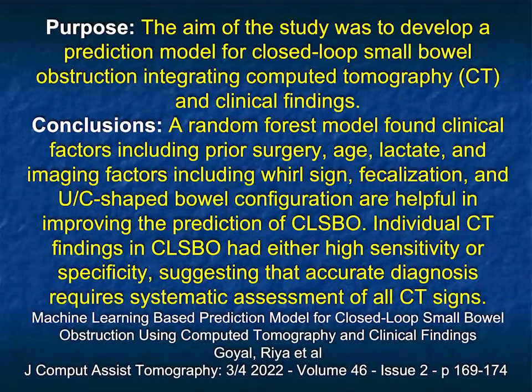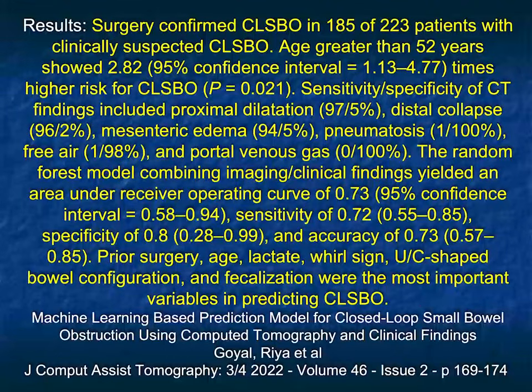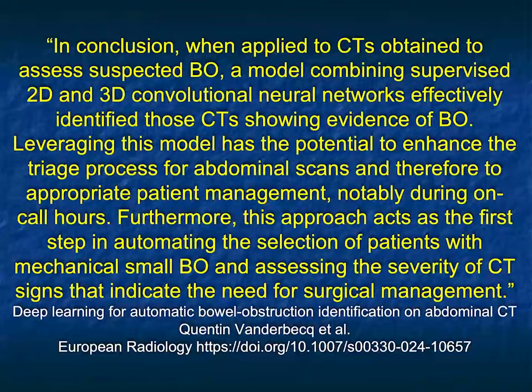This article was published a couple years ago, and there have been several other articles. They were able to use, as always something AI seems to add, prior surgery, age, lactate, whirl sign, U shape, bowel configuration, and fecalization as the most important variables in predicting closed-loop small bowel obstruction. But you don't need a computer program to tell you that. So until the computer gets a lot better and predicts the obstruction before it occurs, I think we still have a job.